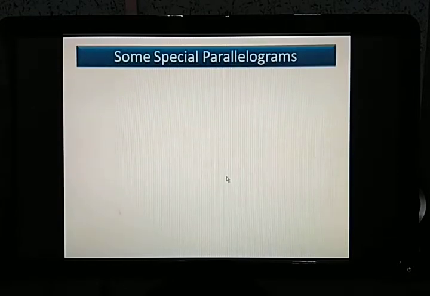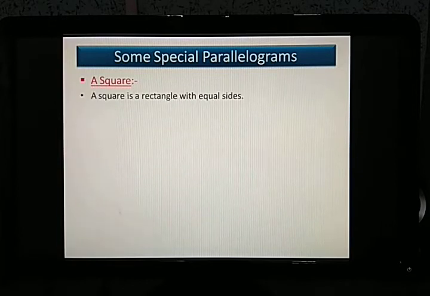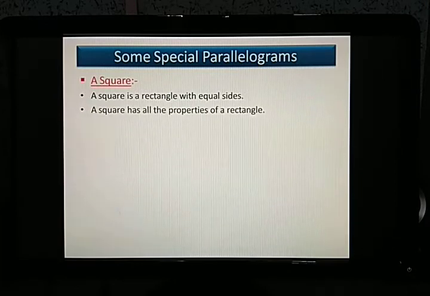Clear? Now moving on to the last but not the least parallelogram, that is the square. So what is a square? A square is a rectangle with equal sides. It is a rectangle. Why have I called it a rectangle? We'll see that. A square has all the properties of a rectangle. That's why I have called it a rectangle. So it is a rectangle, but one added feature is there, that all the sides are equal.